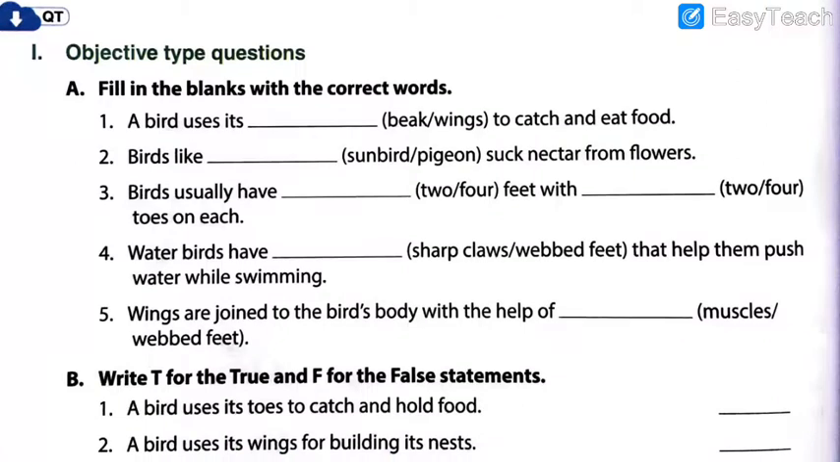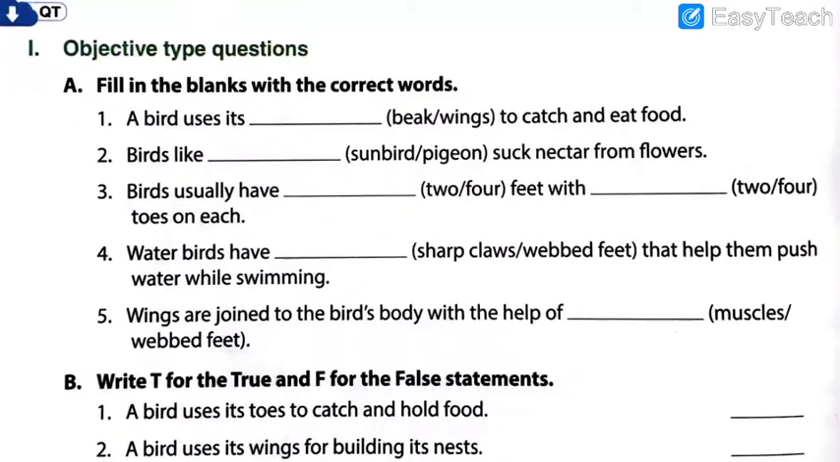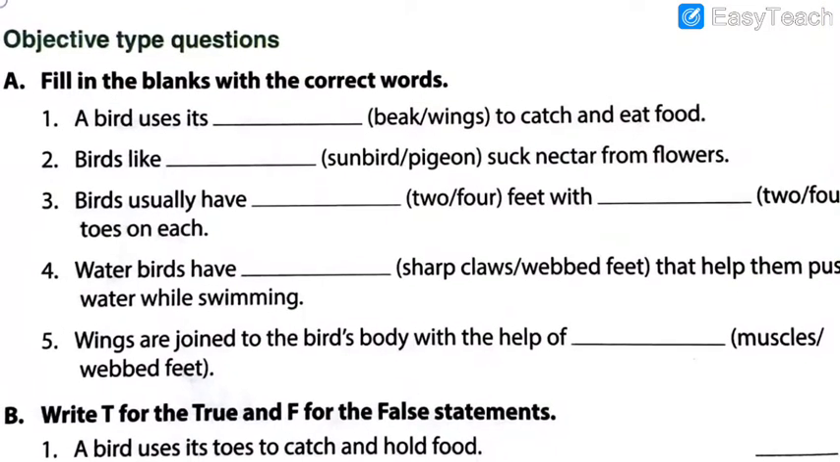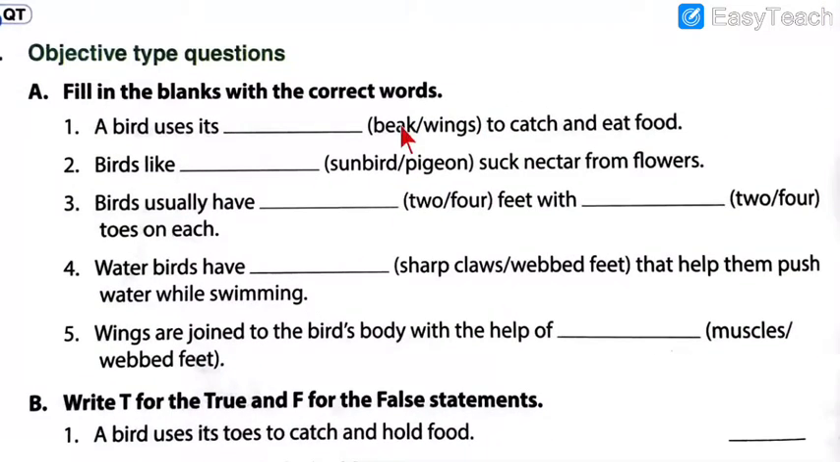Question 1. Objective type questions. Question A. Fill in the blanks with the correct words. Now, number 1. A bird uses its dash to catch and eat food. Options are given: beak or wings.